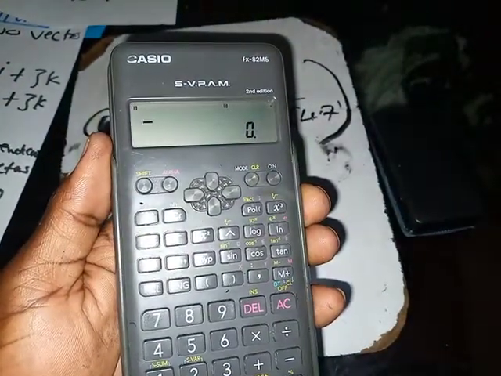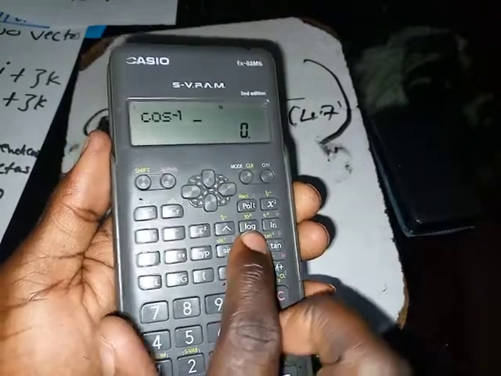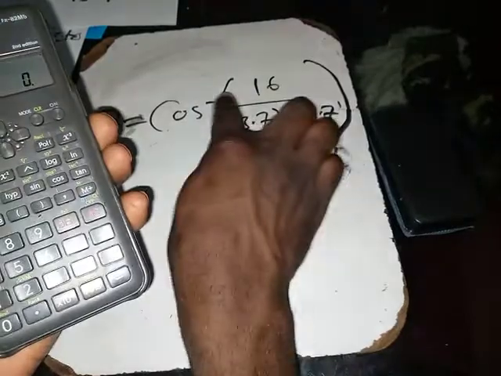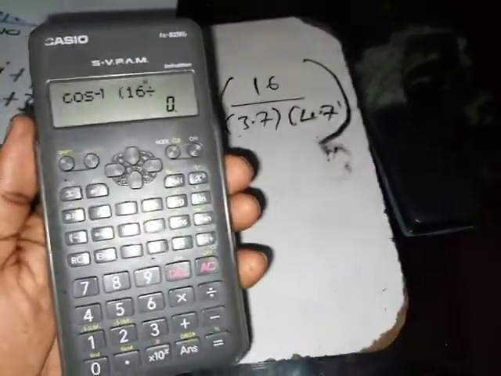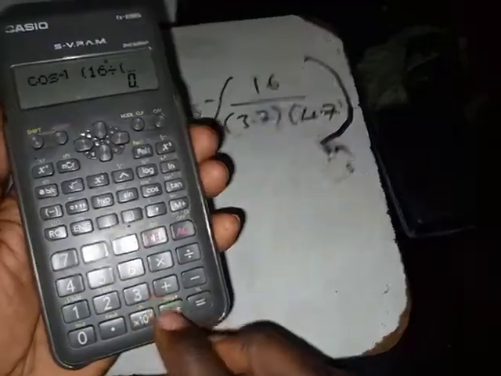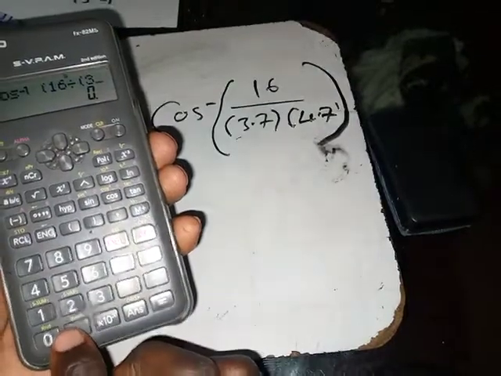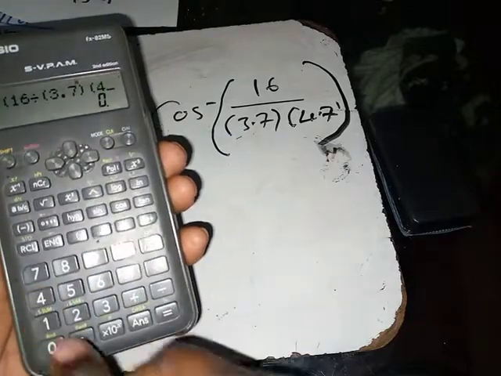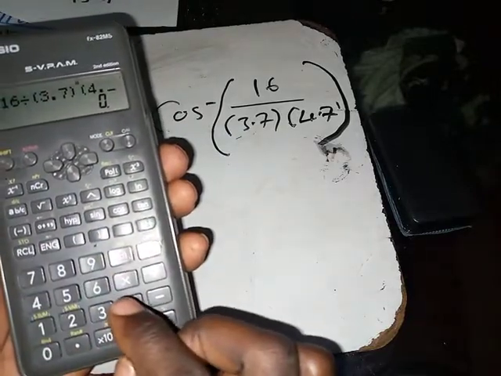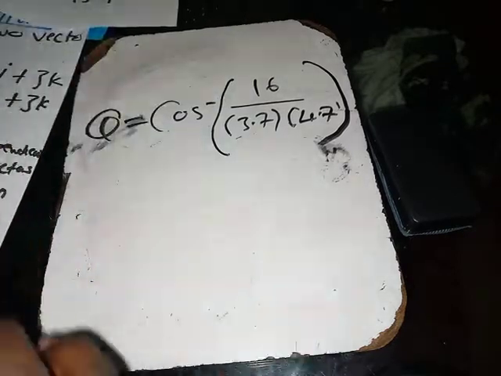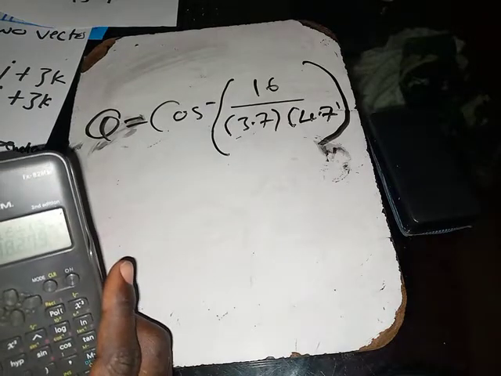All right, so you punch shift. Then I'll come on cos. I've created cos inverse. Then open the brackets. Then I enter the figures. I say 16, divided by, then 3.7, open the brackets, multiplied by 4.7.